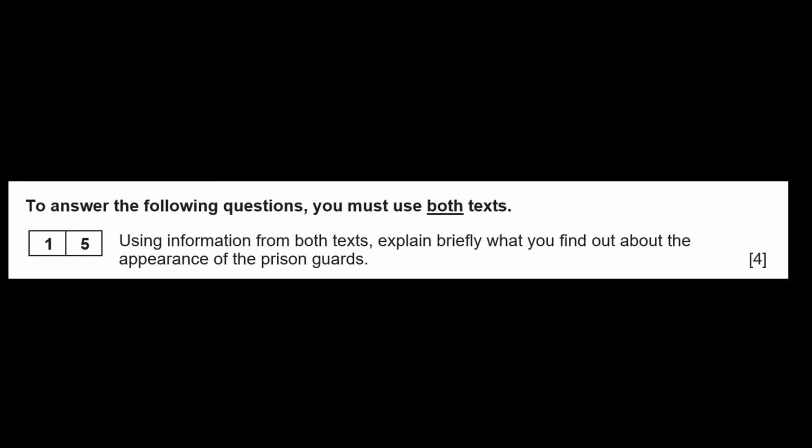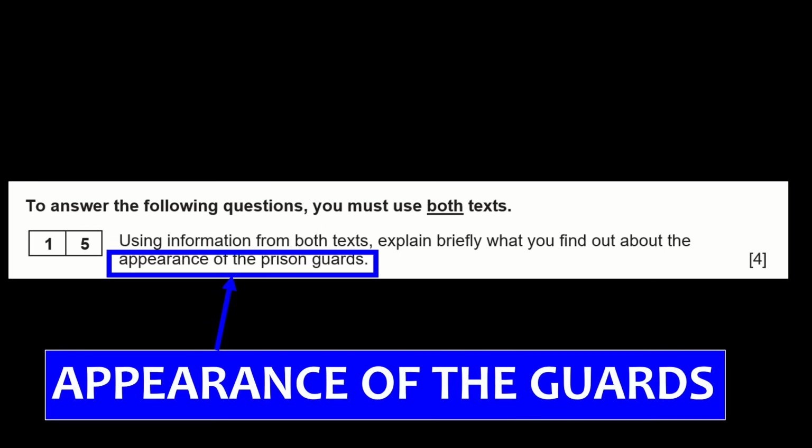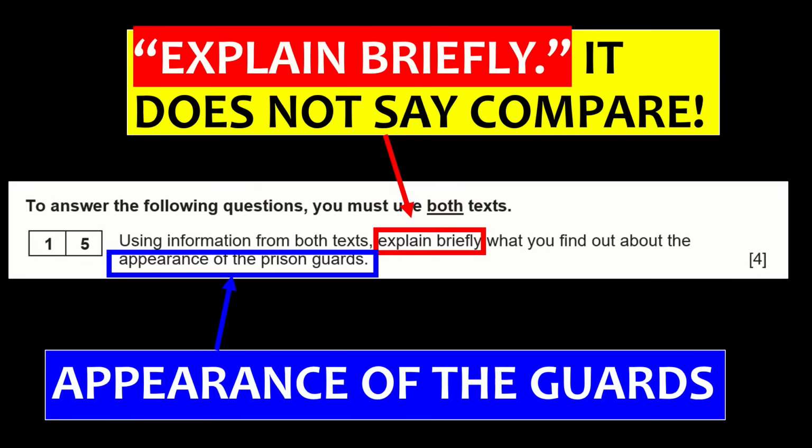So again, a lot of students don't keep focused on the question. Remember, the focus of the question is just the appearance of the prison guards. And again, what a lot of students do wrong is they start to compare on this question. It's only 4 marks. It's only retrieval. It doesn't say compare. It says explain briefly. So you do not compare on this question.